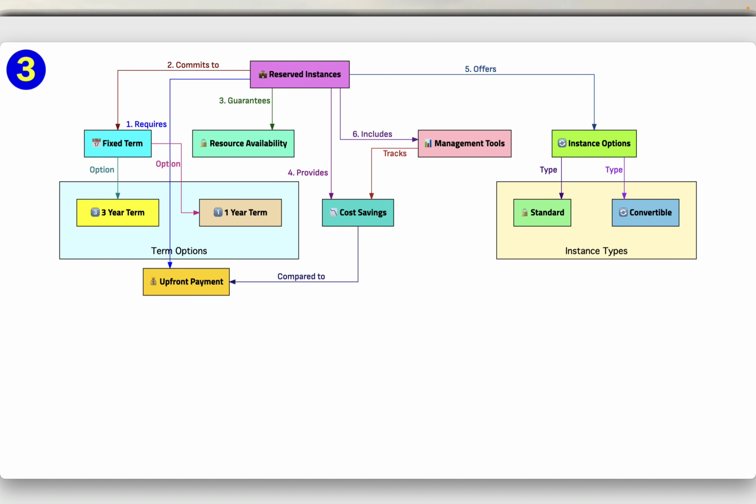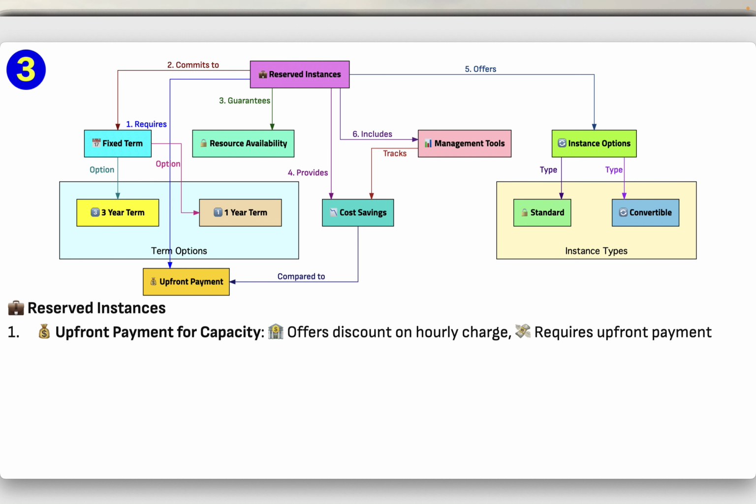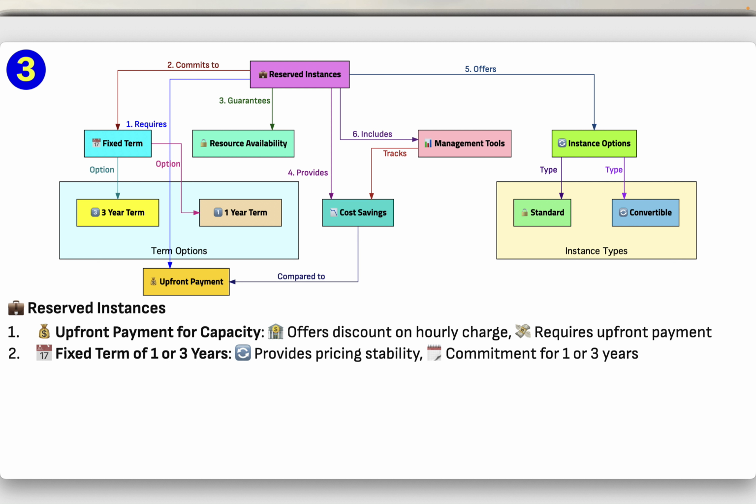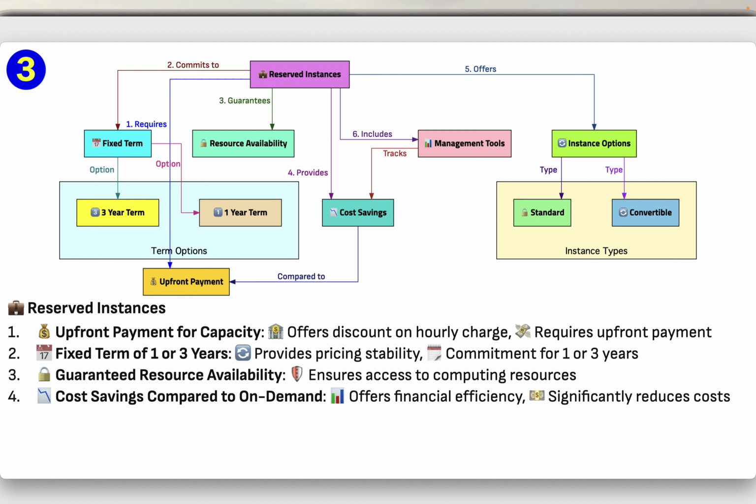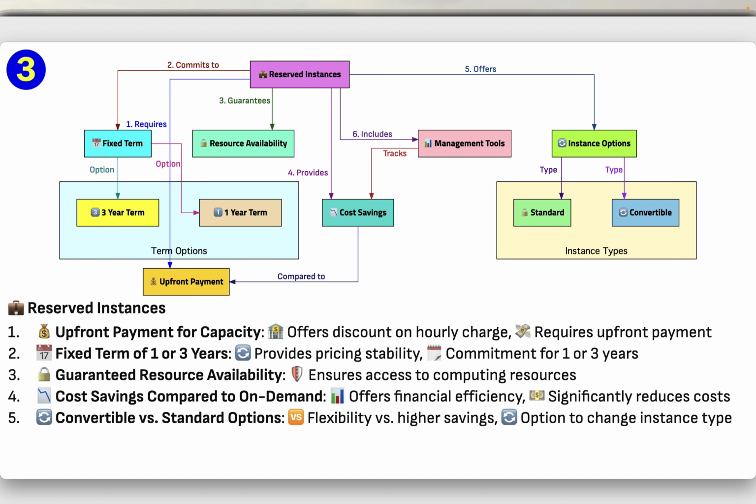Next type is reserved instances. Reserved instances require an upfront payment for computing capacity, offering a discount on the hourly charges for instances throughout the reservation term. Users commit to a reserved instance for either 1 or 3 years, providing stability in pricing and capacity over the term. By purchasing a reserved instance, users are guaranteed to have access to the computing resources they need when they need them. Reserved instances can significantly reduce cost compared to on-demand instance pricing, offering financial efficiency for long-term use. Users can choose between convertible reserved instances.